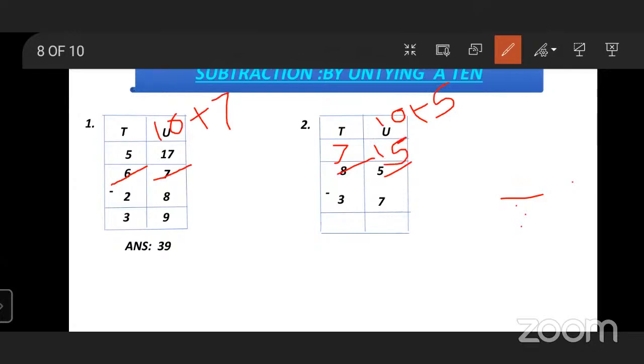So now we have to subtract this 7 from this 15. Now our number is 15 minus 7. And under the tens column, we have 7 minus 3. Now you all tell me, how much is 15 minus 7? 15 minus 7 is 8, and here 7 minus 3 is 4. So here our answer is 48.